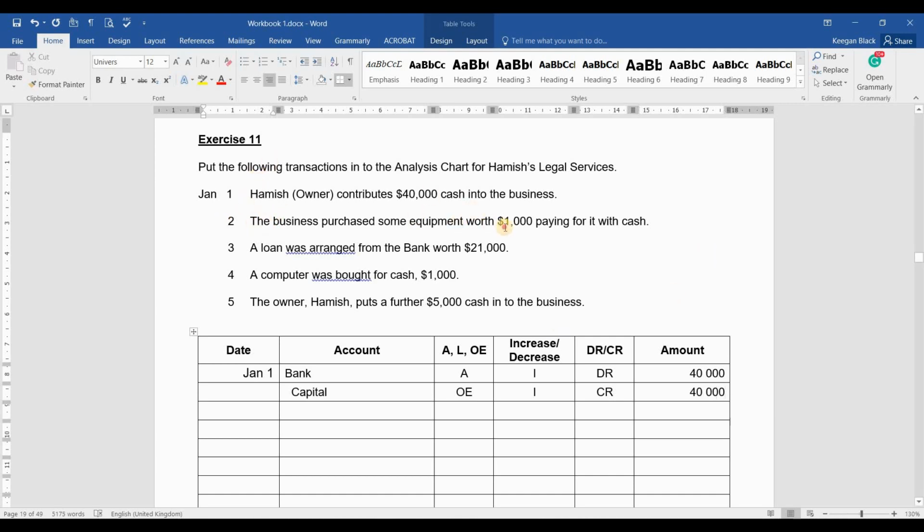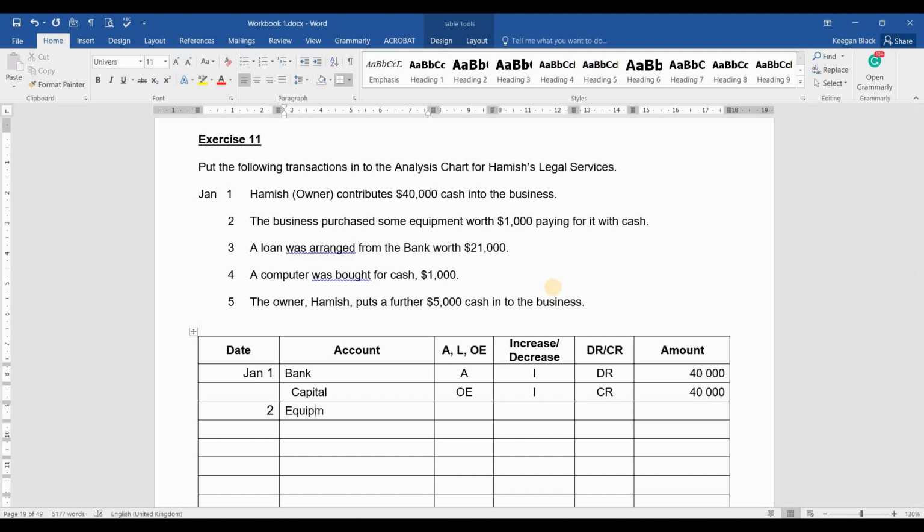On January the 2nd, the business purchased some equipment worth $1,000, paying for it with cash. So that's January the 2nd. So I know there are two accounts that are going to be affected here. One of them is going to be equipment. Equipment's going to go up because I'm getting some equipment. And the other one's going to be bank because I'm paying for it. So my bank account's going to go down.